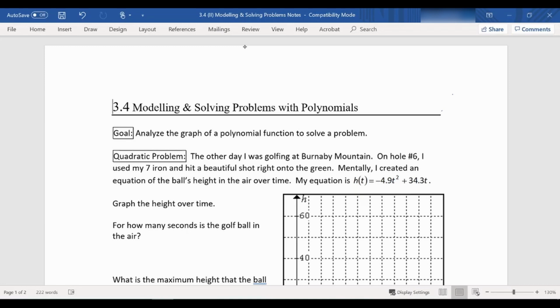So if I factor out a negative 4.9 and a t, in my first term, I would still have t left. And in my second term, I would have minus 7. So if I divide 34.3 by negative 4.9, I get 7. So this means I have t-intercepts at 0 and 7. The 0 comes from this one, and the 7 comes from this one.